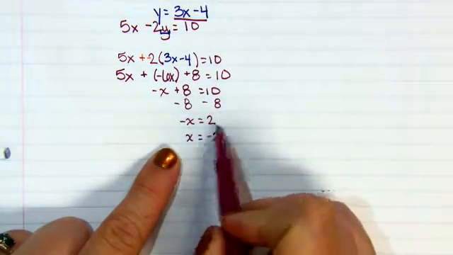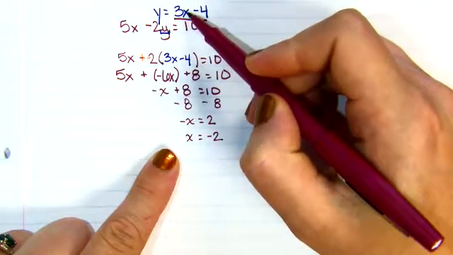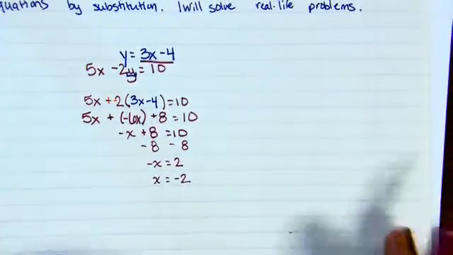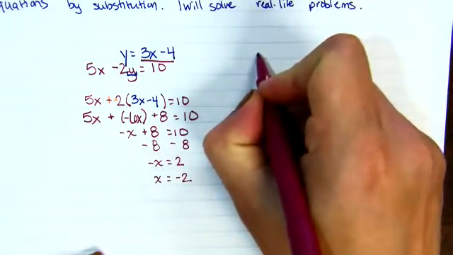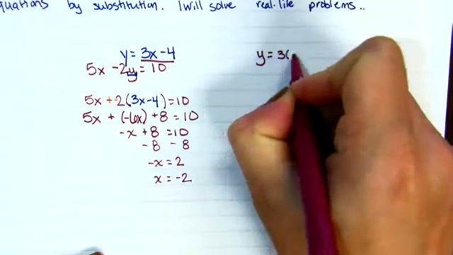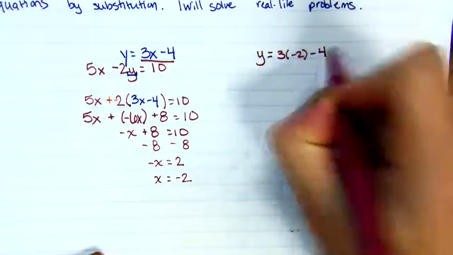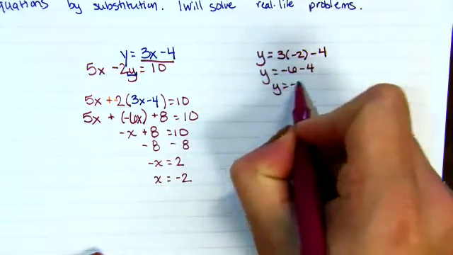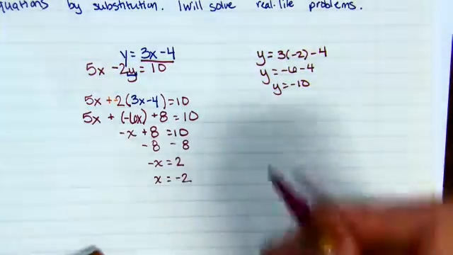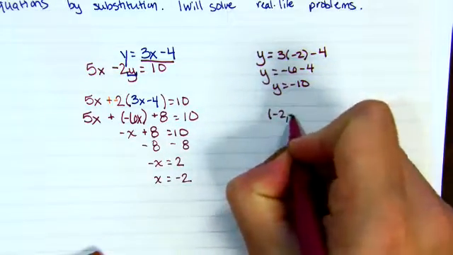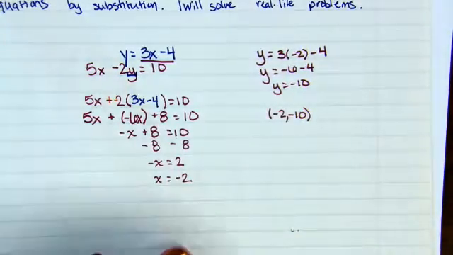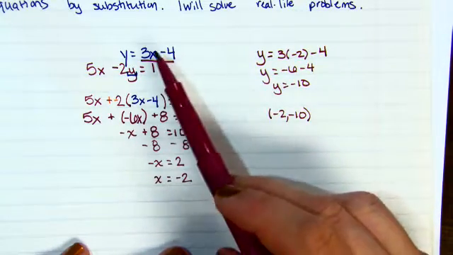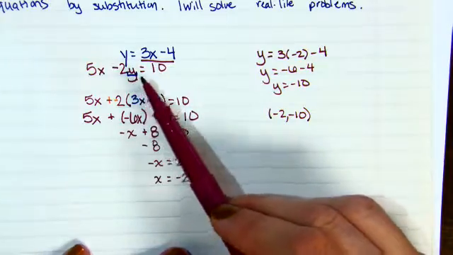I need to take this negative 2 and I need to substitute it in either for this x up here or this x over here. Because I still need to know what y is, I'll do y equals 3 times negative 2 minus 4. Y equals negative 6 minus 4, which is negative 10. So that tells me my solution for this system is negative 2, negative 10. Or the point negative 2, negative 10 is the only thing that will work in both equations.